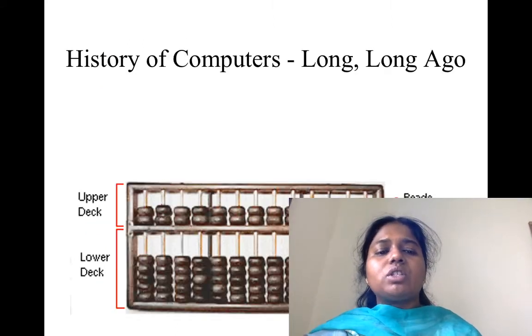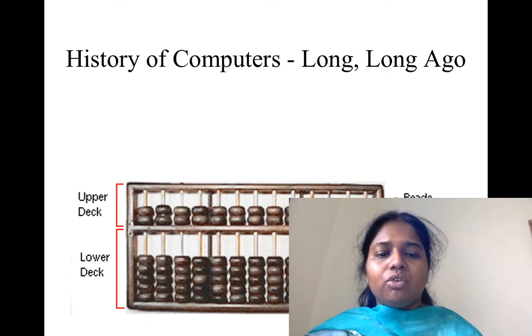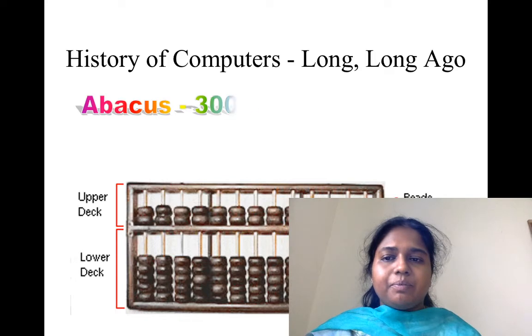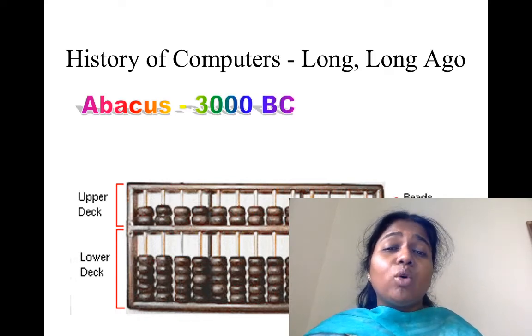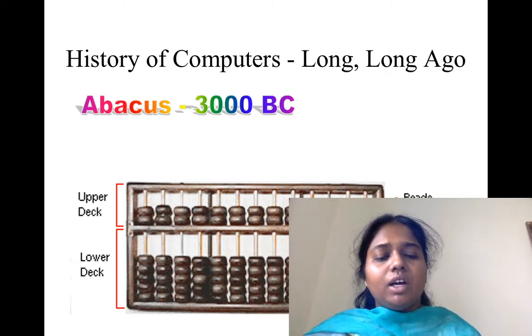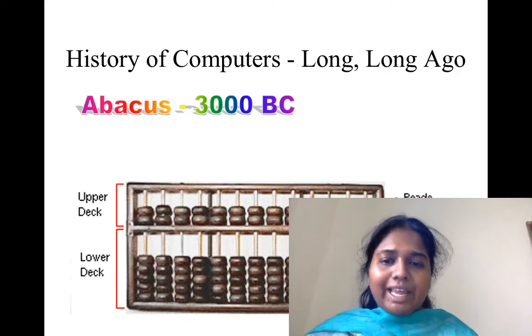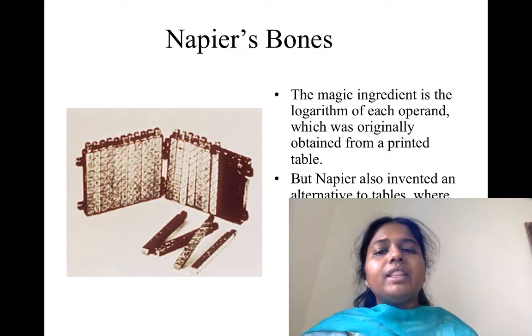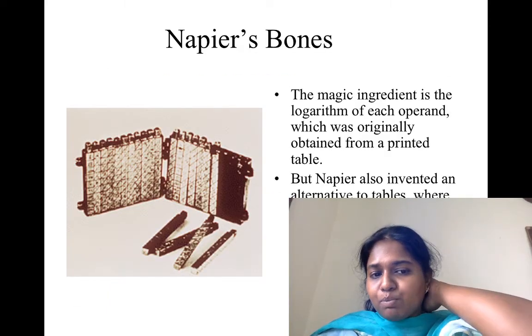Now, this was a very, very long time ago. People started with the use of the abacus. The abacus was in 3000 BC. Almost 5000 years back, people had already started using the abacus for completing their calculations. They were beads on rods, and they were used to count and calculate. And then they started coming up with Napier's bones.